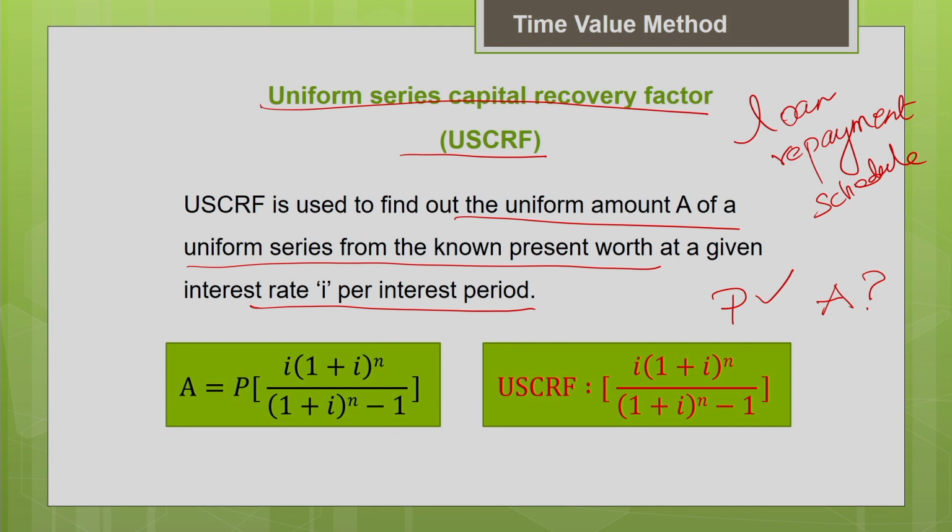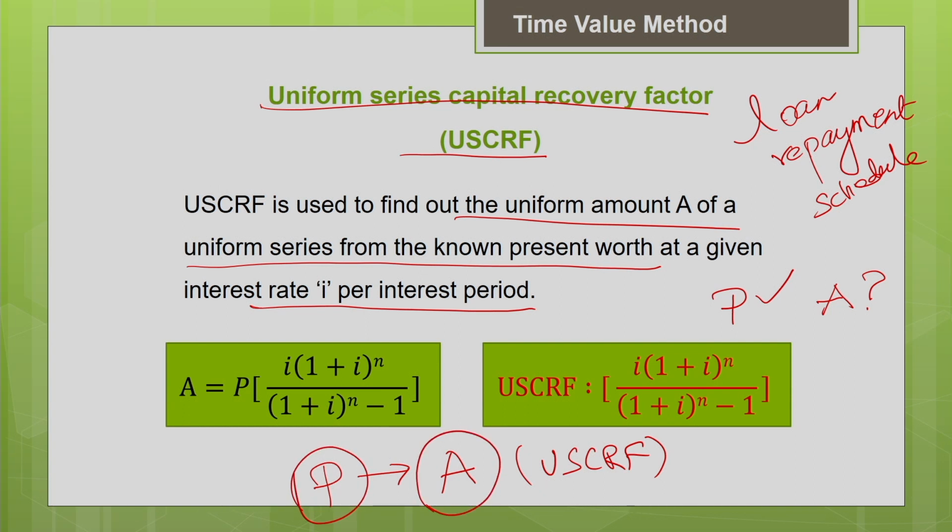Say you know the present purchase price of the machine, P. You can convert it into an annualized purchase price, or equivalent uniform annual cost, using this uniform series capital recovery factor. So the purchase price of the machine can be converted into an equivalent uniform annual cost over the useful life of the machine. We are going to determine A for the given P, the present value.